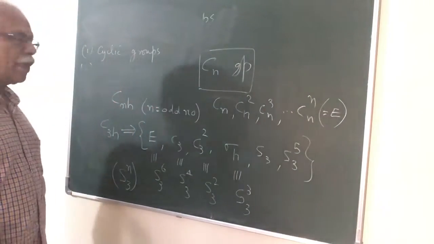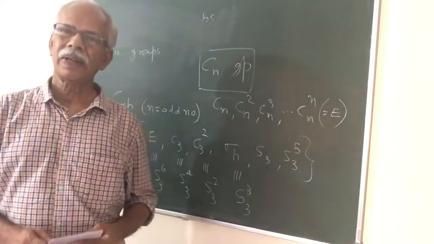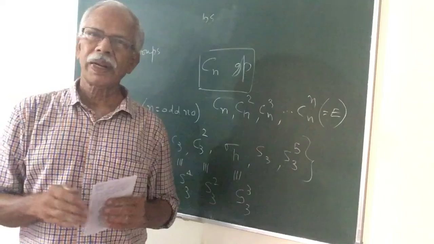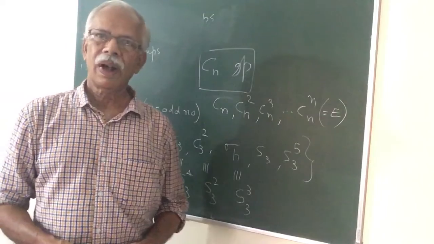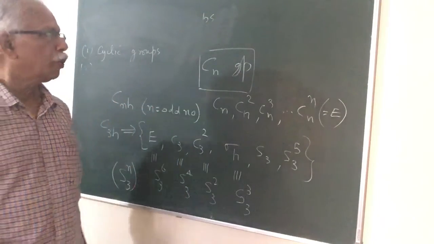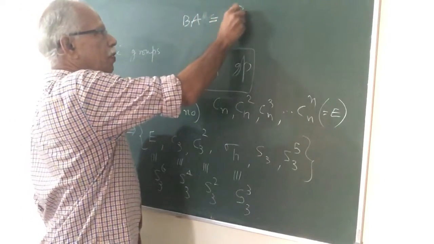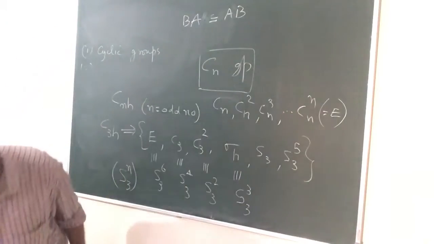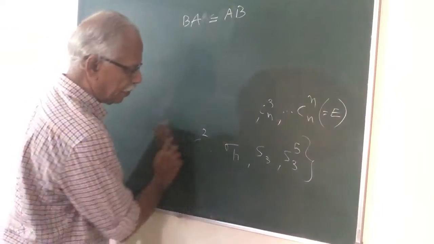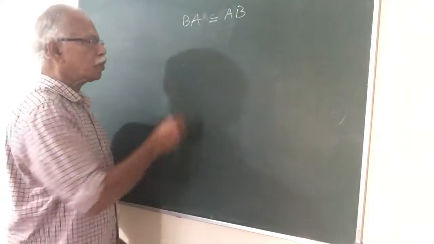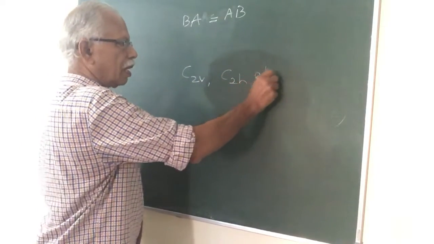Secondly, abelian group. We had already occasion to refer to this. In an abelian group, the binary combinations are always commutative. If A and B are operations of an abelian group, A followed by B will give the same result as B followed by A. Any cyclic group is always abelian, and simple groups like C2V, C2H, etc. are also abelian.